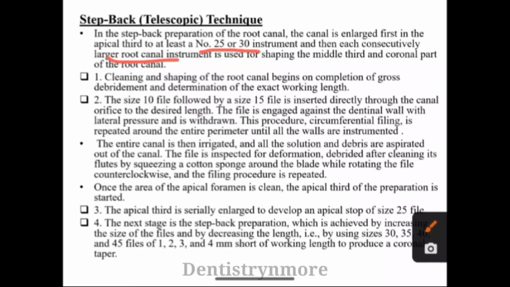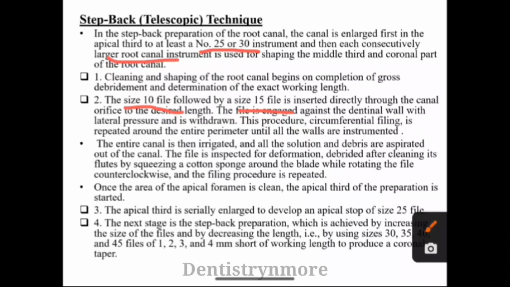The procedure includes cleaning and shaping, which begins on completion of gross debridement and determining the exact working length. After that, a size 10 file, followed by size 15, is inserted into the canal orifice. This file is encased into the dentinal walls with lateral pressure and withdrawn, and this is repeated around the entire perimeter until the walls are instrumented.